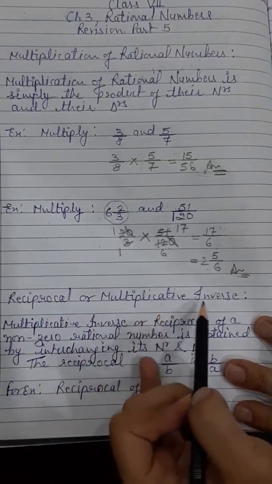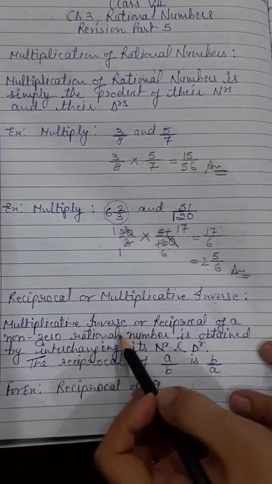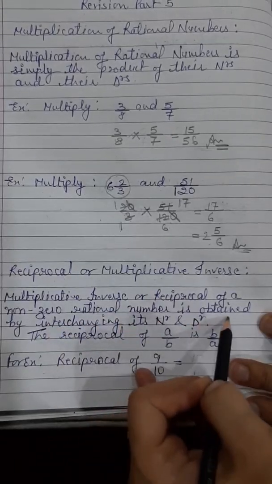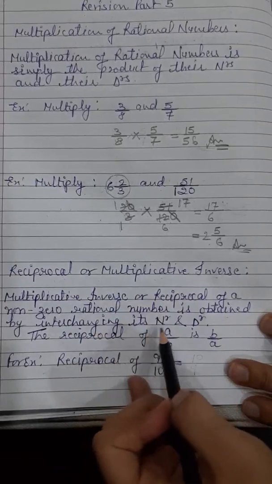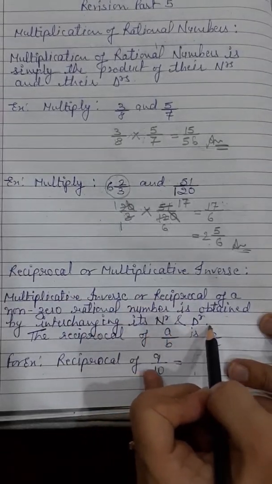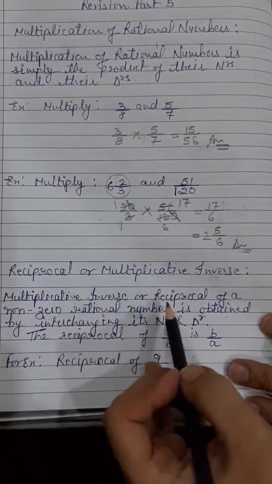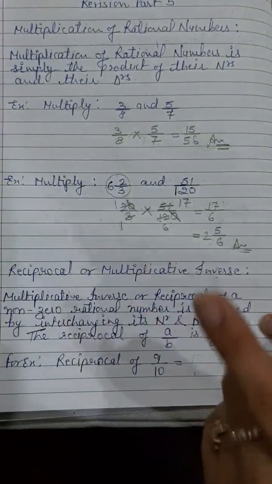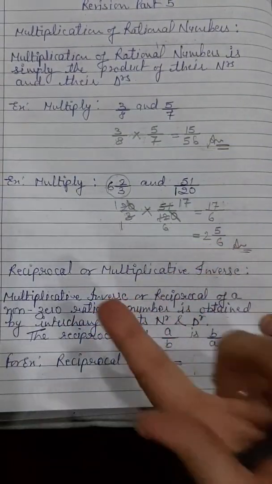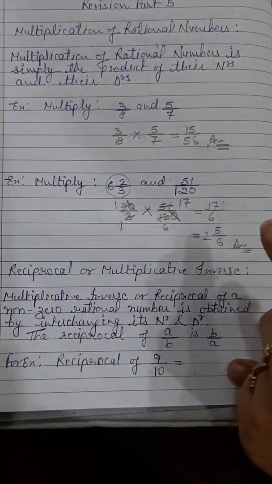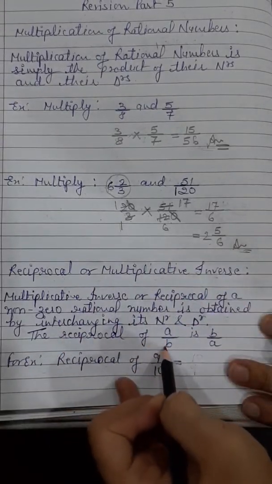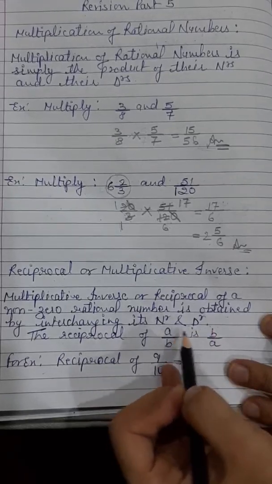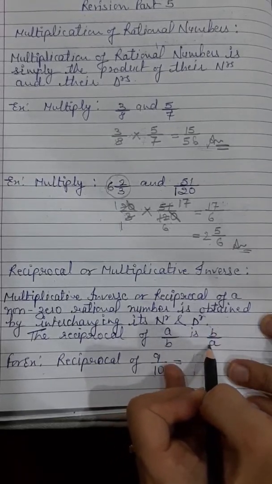Now next topic is reciprocal. Reciprocal or multiplicative inverse. Multiplicative inverse or reciprocal of a non-zero rational number is obtained by interchanging its numerator and denominator. In that case, for the reciprocal of a rational number, you have to just interchange the places of numerator and denominator. Numerator becomes denominator and denominator becomes numerator. So the reciprocal of A upon B is B upon A.